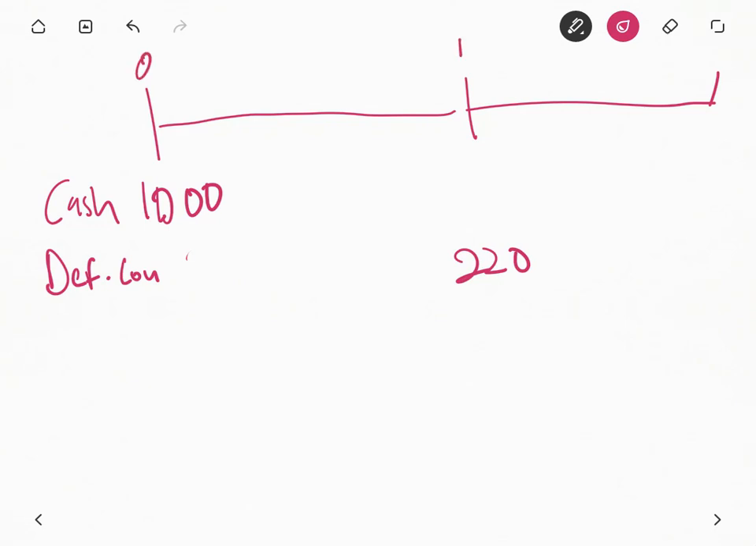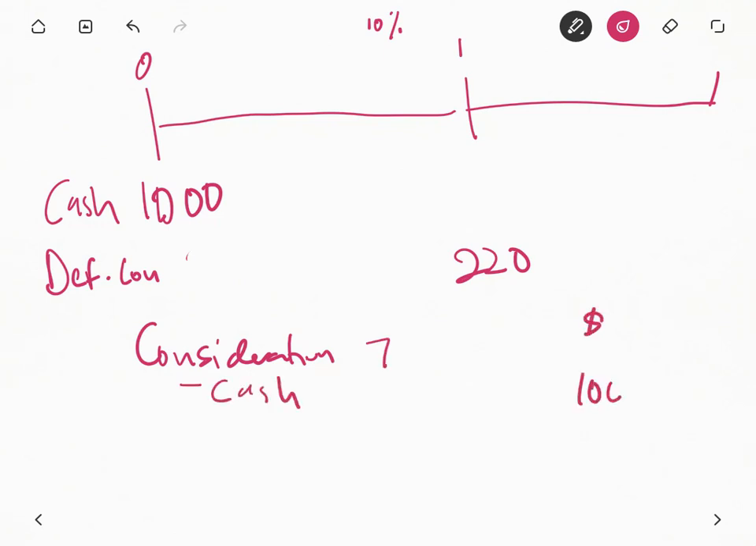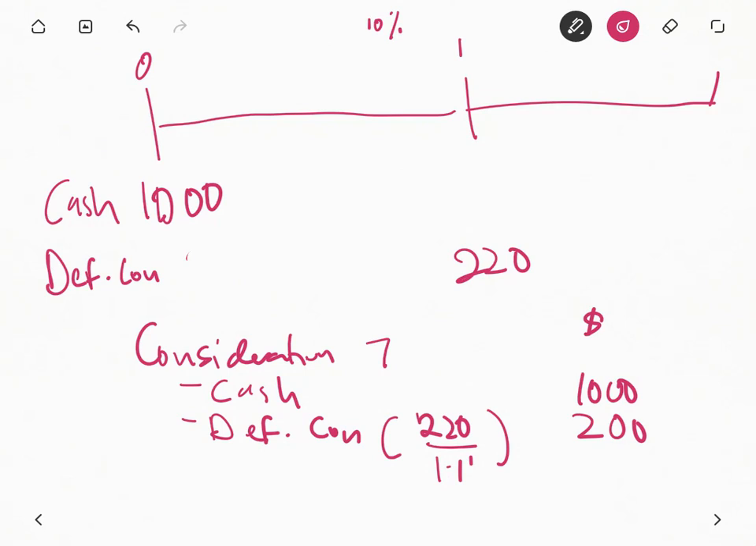So what is my consideration transferred? Let's say the discount rate is 10%. So what is my consideration transferred? I have cash of 1,000 and deferred consideration will be 220 divided by 1.1 power by 1. So it will be 200. Understand? So what do I do with this 200?